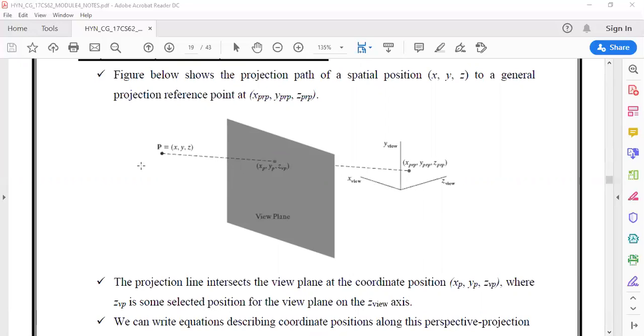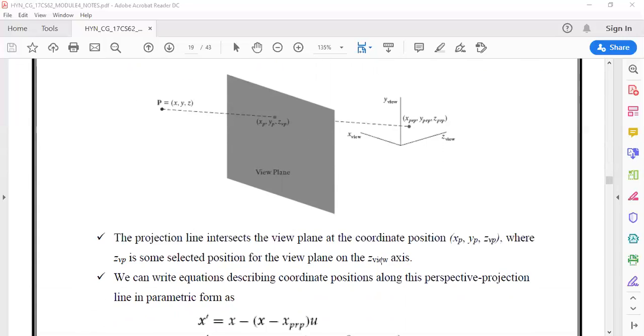So because it is displayed on the view plane, right? So we have the x and y axis, right? And this particular line is parallel to my z axis. Since it is parallel to z axis, I will take my coordinate as z view p, right? So on the z view axis.